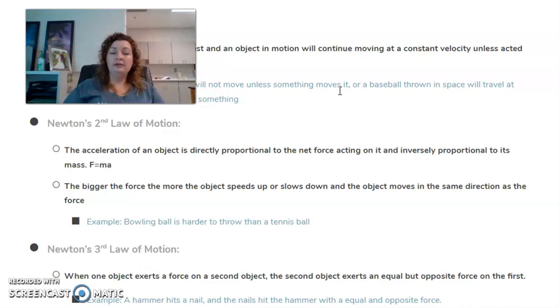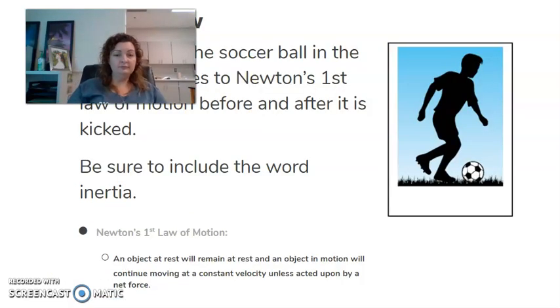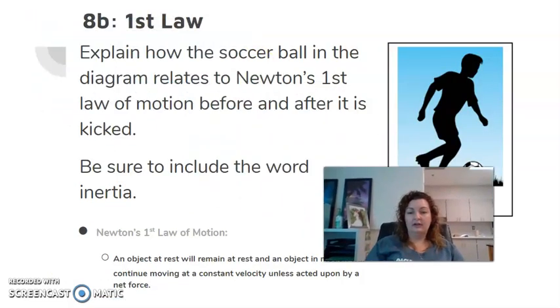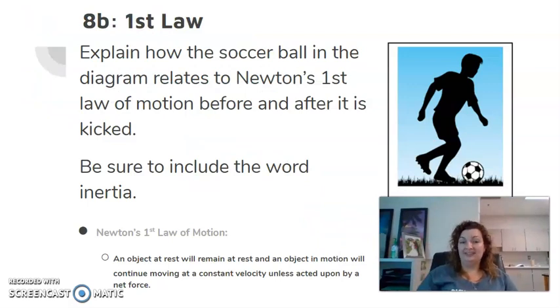And then the third one, Newton's third law: when an object exerts a force on a second object, the second object exerts an equal but opposite force on the first. An example of that is a hammer hits a nail, and the nail hits the hammer with equal and opposite force. So we're going to go through each law, okay?